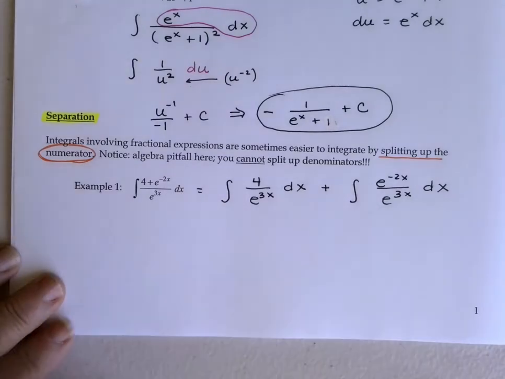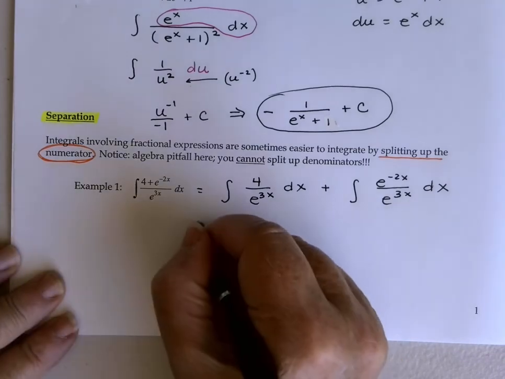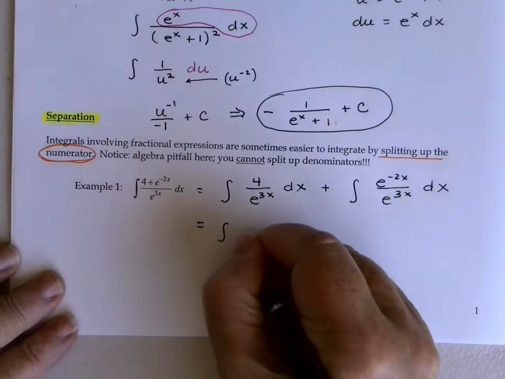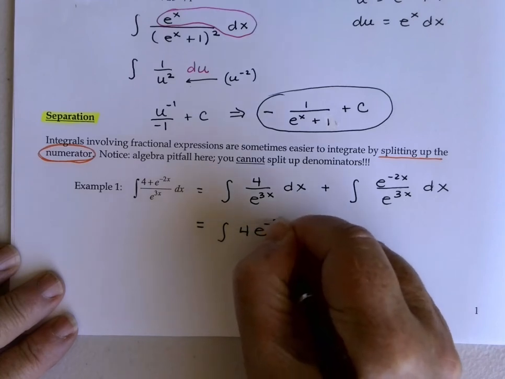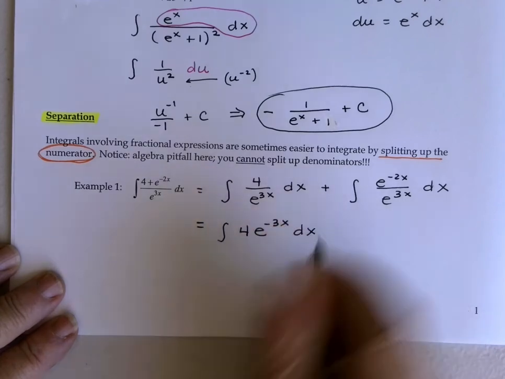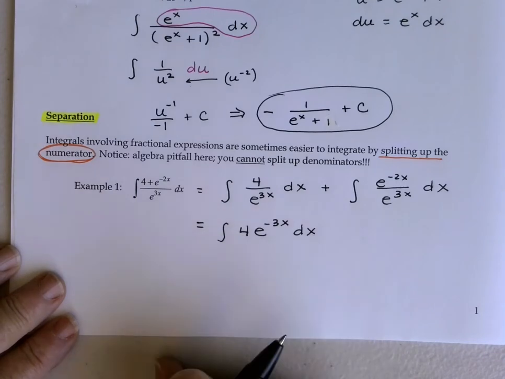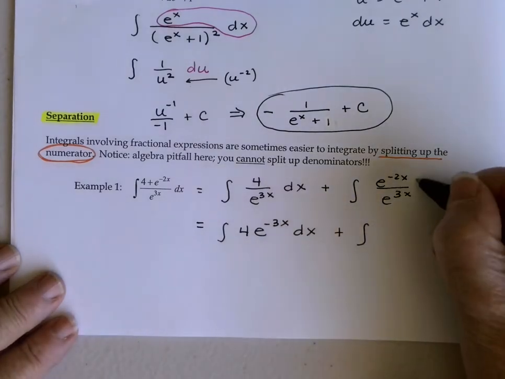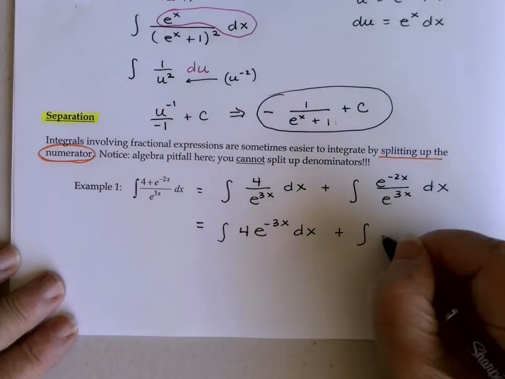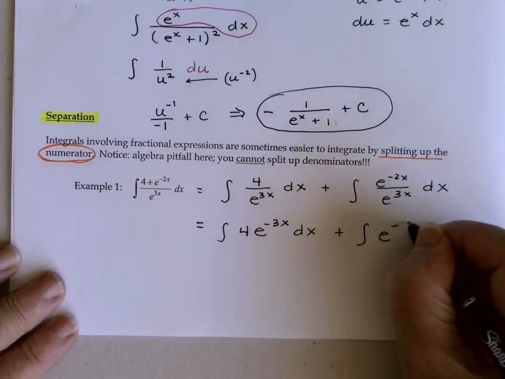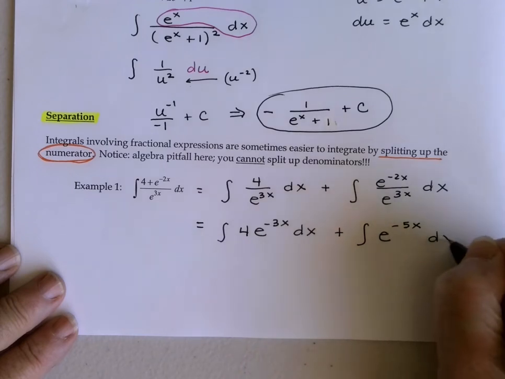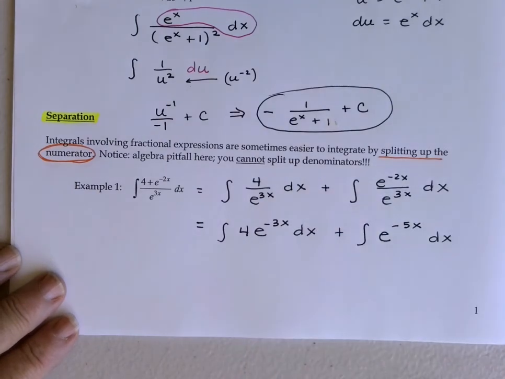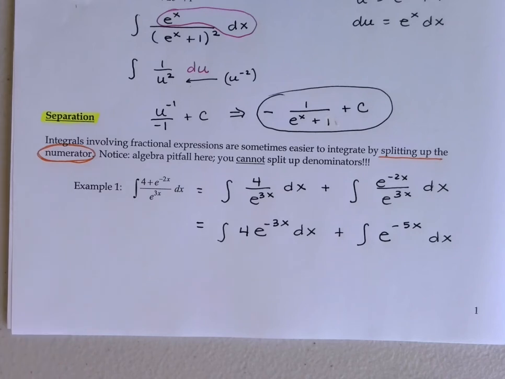All right, why would I want to do that? Well, of course, I'm trying to make this easier to integrate, and I think I have. I could rewrite this first one as 4 e to the negative 3x dx. That's actually a pretty simple little u substitution, right? If we just let u be the negative 3x, so I'm not too worried about that one. And here, I could simplify that by subtracting the exponents. Negative 2x minus 3x would give me e to the negative 5x. So in both cases, I've just got pretty straightforward u substitutions to go from here.